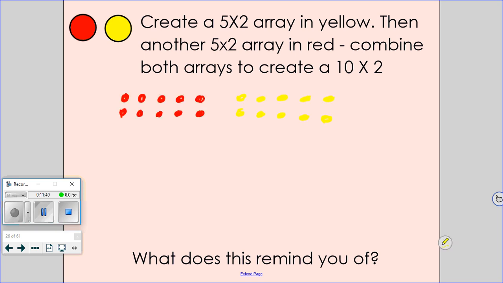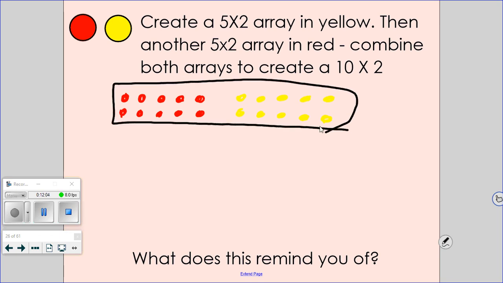Alright, here are my 2 5 by 2 arrays. I'm going to smush them together. Make sure yours is smushed together the right way so that I have a 10 by 2. Some of you are making a 4 by 5. I want a 10 by 2. So look at how mine is arranged. And you need to arrange yours like that, please.